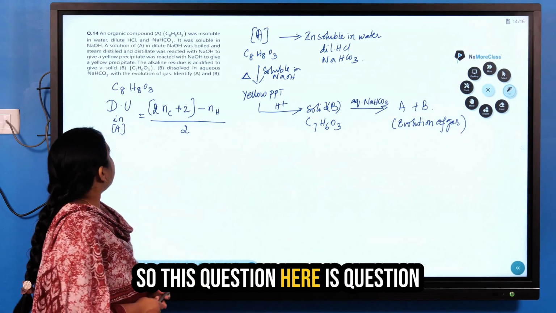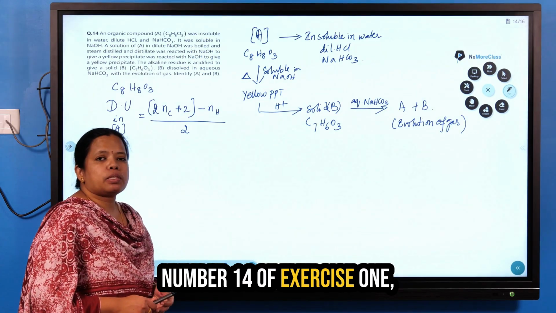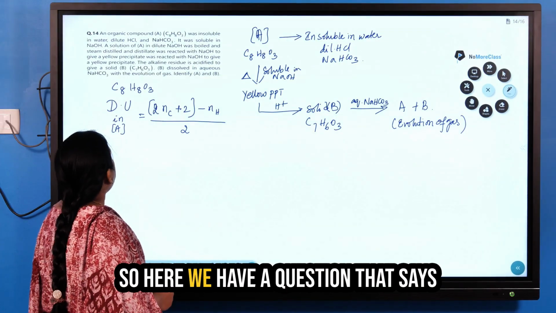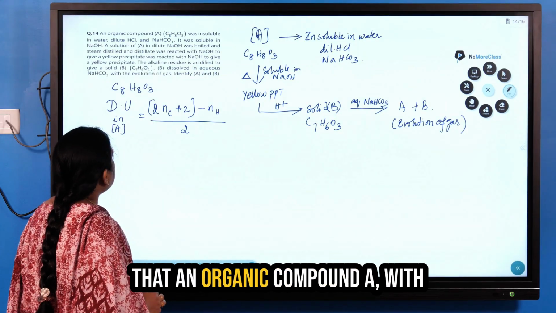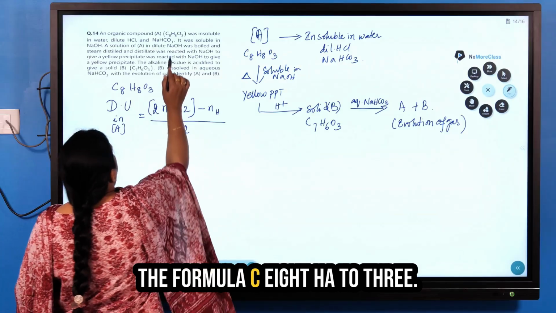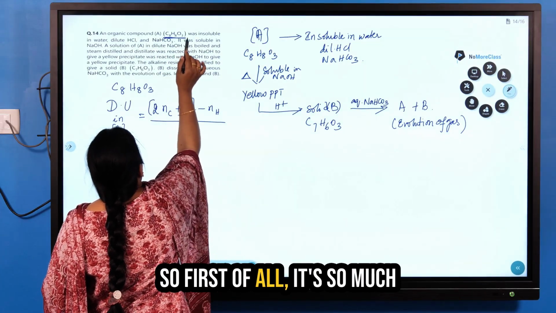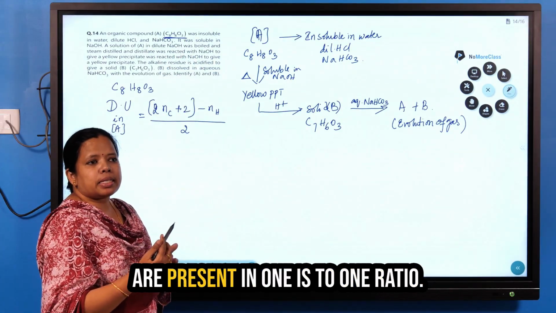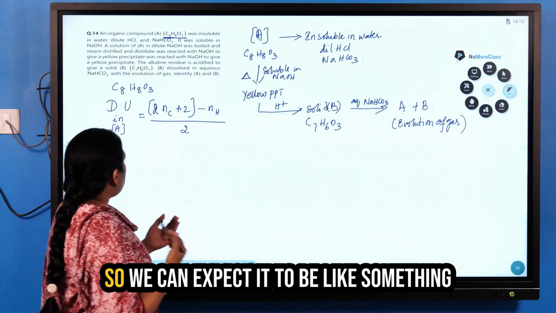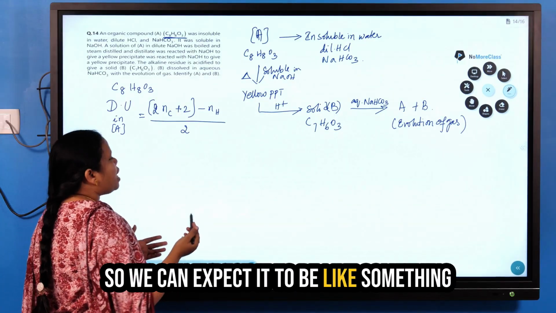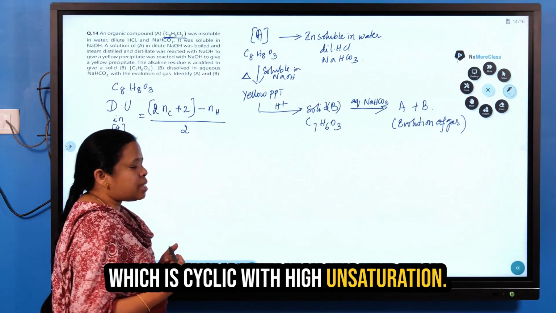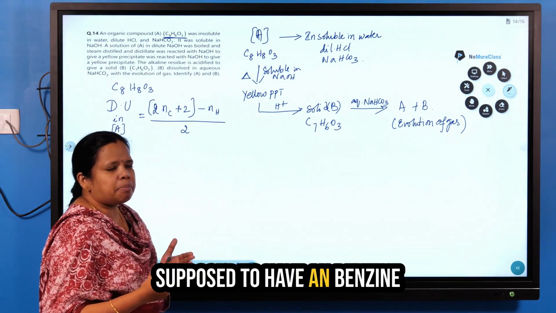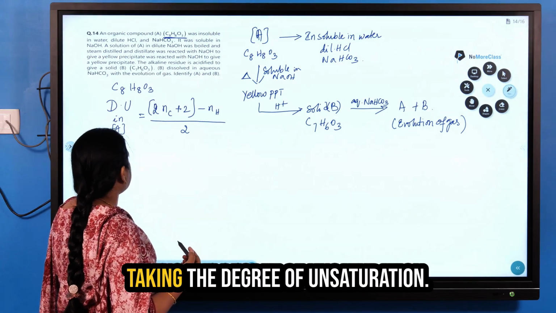This question here is question number 14 of exercise 1, alcohols, phenols, ethers of base 5. So here we have a question which says that an organic compound A has the formula C₈H₈O₃. First of all, it is highly unsaturated because carbon and hydrogen are present in a 1:1 ratio. So we can expect it to be something cyclic with high unsaturation, or you can assume that it is supposed to have a benzene ring, which we will confirm by calculating the degree of unsaturation.